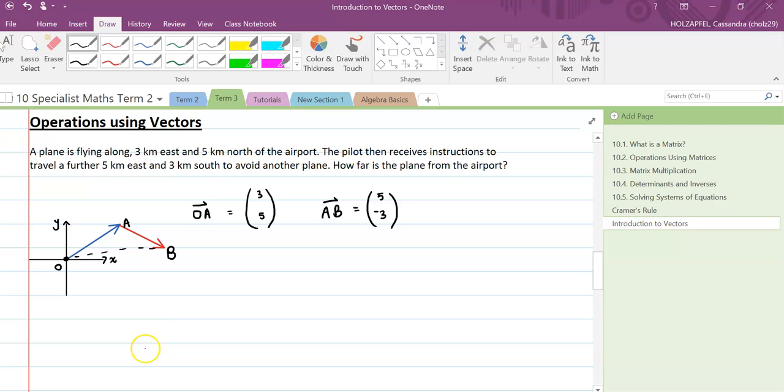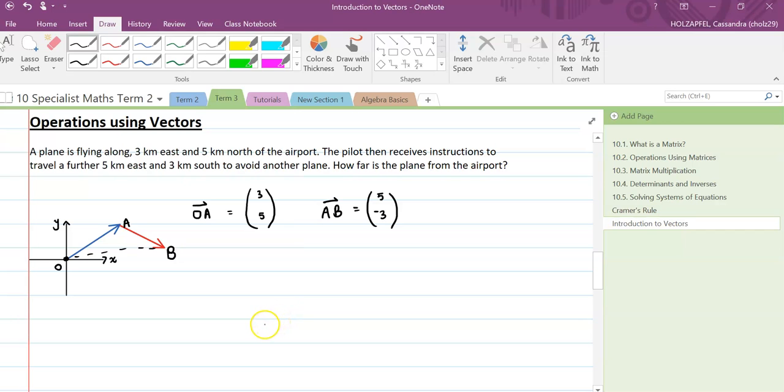So what I've done, I've used arrows and this vector notation to represent the vectors. Assuming that east is the positive direction and north is the positive direction, I've defined my first vector here from the origin to A as 3, 5. My second vector here from A to B I've defined as 5, negative 3 because they are moving a further 5 kilometers east and 3 kilometers south. So they're traveling negative 3 kilometers.